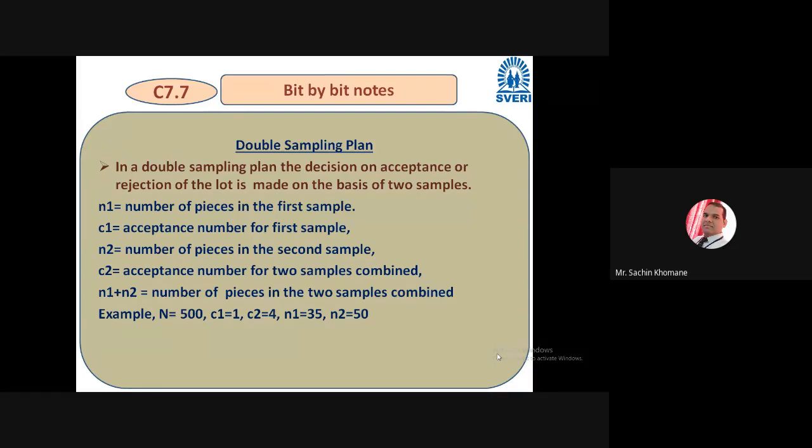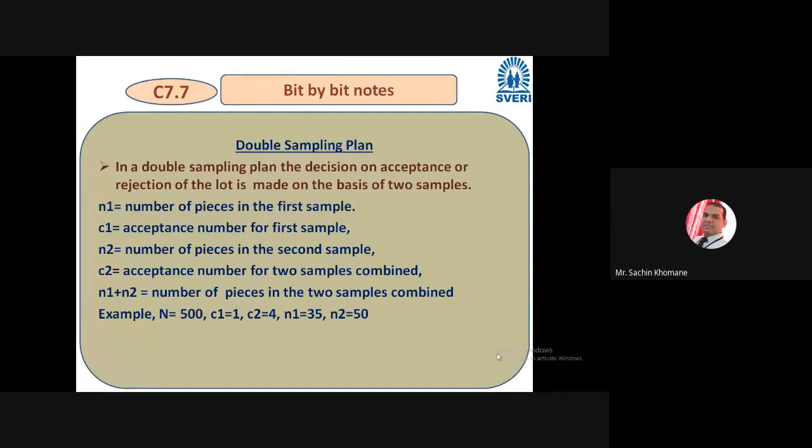Checking all 500 is not possible. So what can you do? Number of pieces in the first sample you have to draw. What is the value? Suppose you take 35 components. Then what is the acceptance number for the first sample? That is 1. You have drawn 35 components, and if you get only 1 defect in that lot, then the lot is accepted. So the value of C1 is 1.